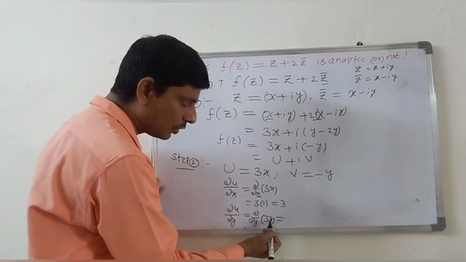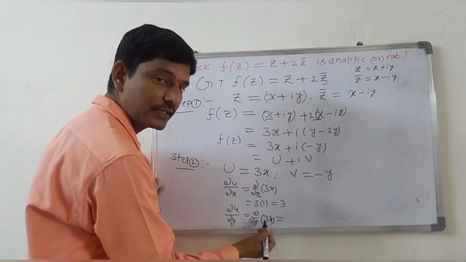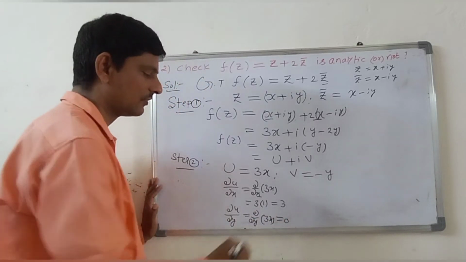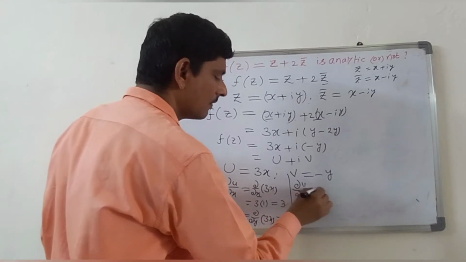So ∂/∂y of 3x. 3x is nothing but a constant. So what is the differentiation of a constant? Right, exactly, 0 is the differentiation of a constant. Clear? Now in the same manner we do the differentiation for v also.